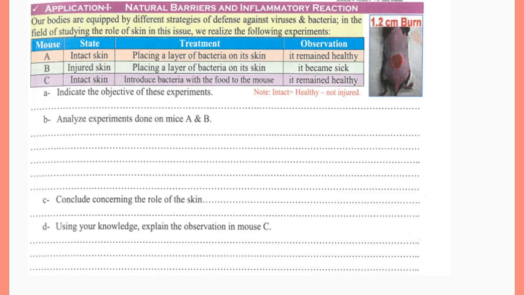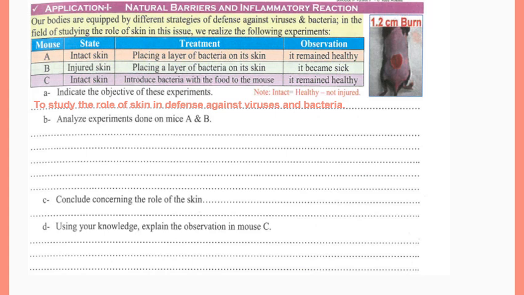Let's solve application 1 together. Our bodies are equipped with different strategies of defense against viruses and bacteria. In the field of studying the role of skin in this issue, we realized the following experiments. So we have 3 mice and 3 different experiments. Let's see part A. Indicate the objective of these experiments as written in the short text here. The objective is to study the role of skin in defense against viruses and bacteria. Analyze experiments done on mice A and B.